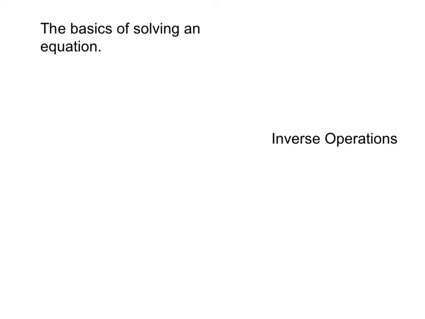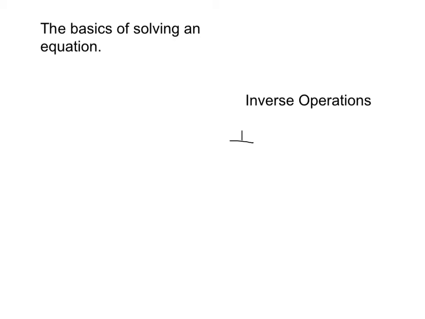The most basic idea to understand about solving an equation is that it relies on your understanding of inverse operations. What I mean by inverse operations is you need to know which operations undo each other. For example, if I have the operation plus 5, the inverse of that operation would be to subtract 5. And that's because plus 5 minus 5 equals 0, or nothing.